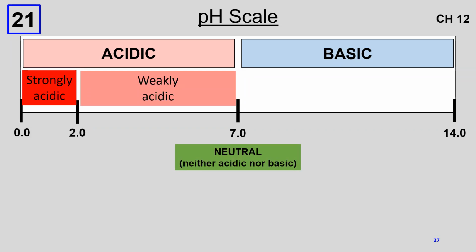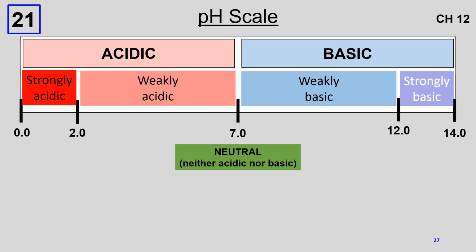If it falls between a pH value of 7 and 12, then you know it's weakly basic. Otherwise, it's going to be strongly basic.